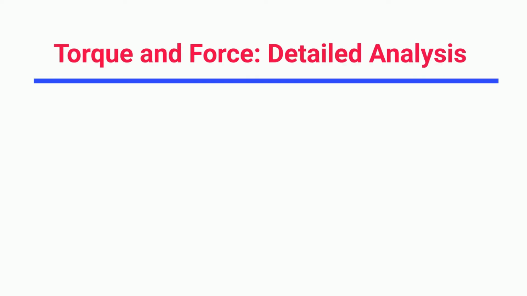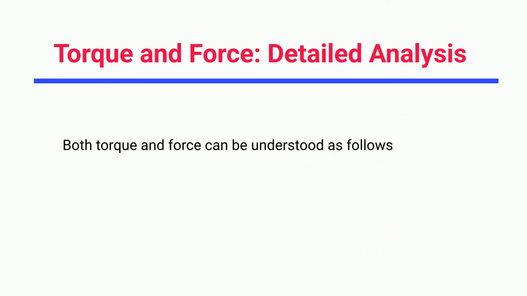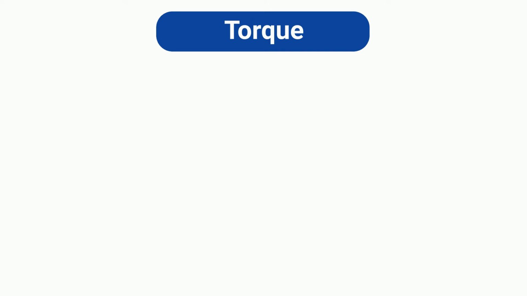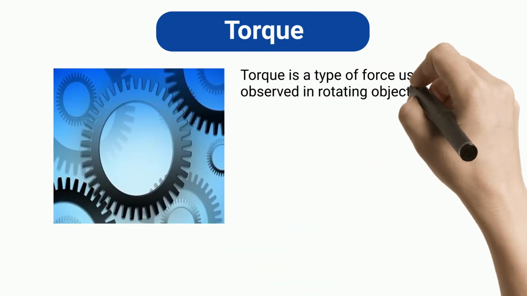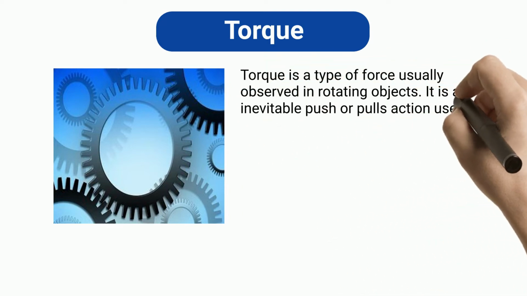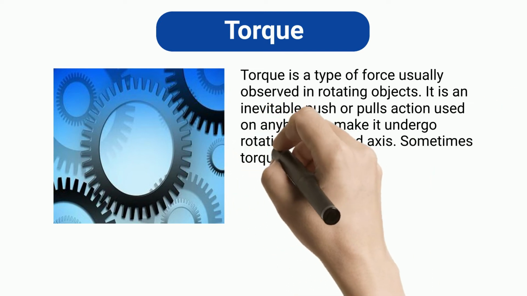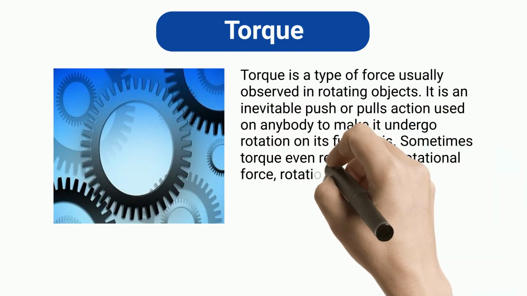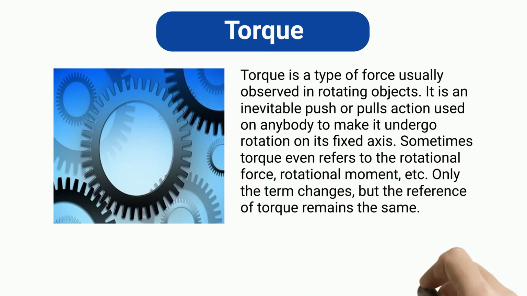Torque and force, detailed analysis. Both torque and force can be understood as follows. Torque. Torque is a type of force usually observed in rotating objects. It is an inevitable push or pull action used on any body to make it undergo rotation on its fixed axis. Sometimes torque even refers to the rotational force, rotational moment, etc. Only the term changes, but the reference of torque remains the same.